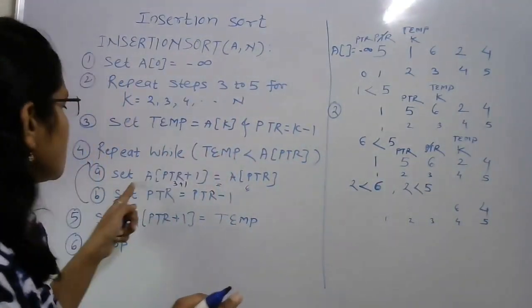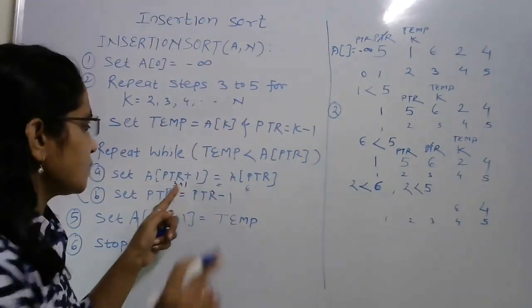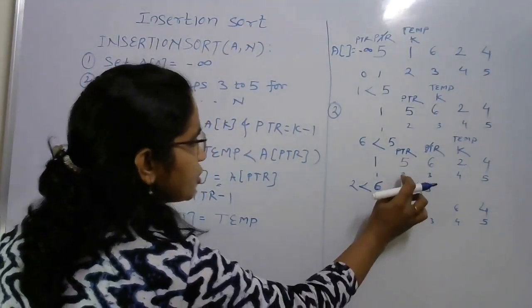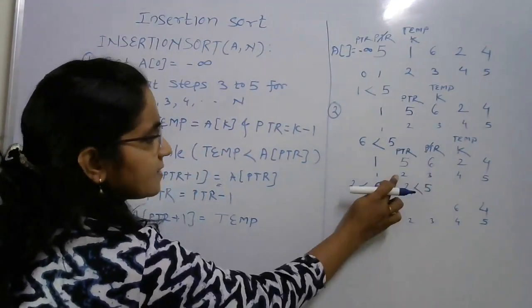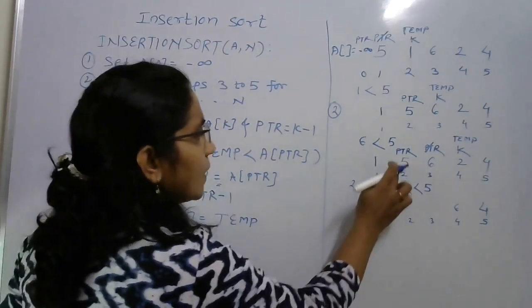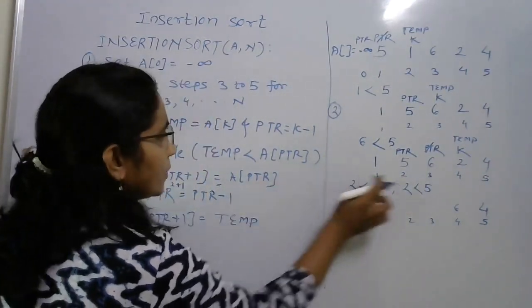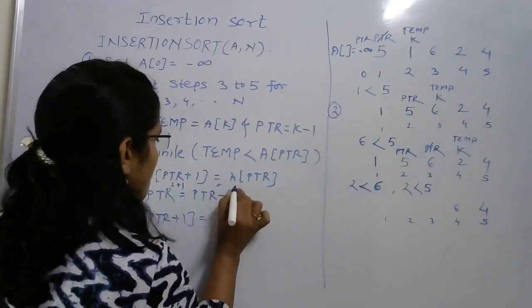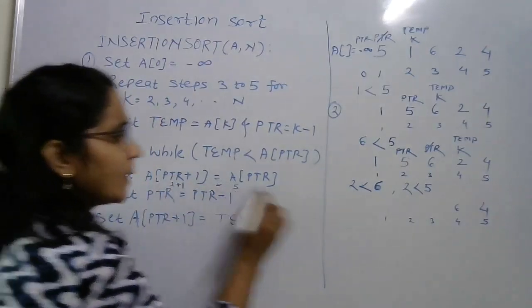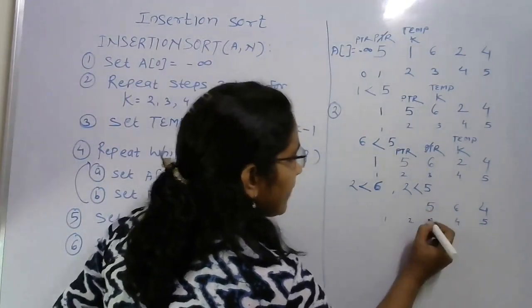So again it enters into the loop, set A of PTR plus 1. Now the value of PTR is what? Value of PTR is 2 because your PTR is at second location. So 2 plus 1, that is 3, equal to A of PTR, means the value of PTR is 5. So A of 3 is equal to 5. So I write here the 5.